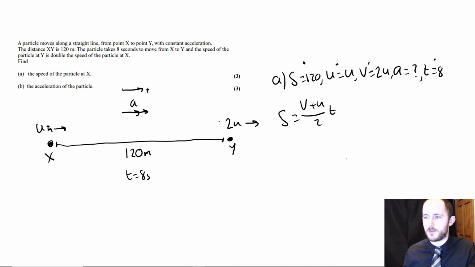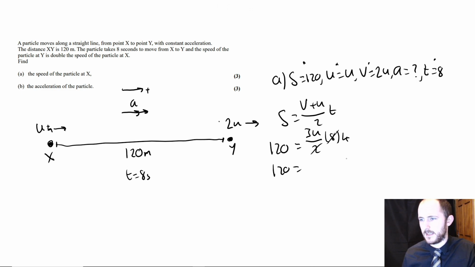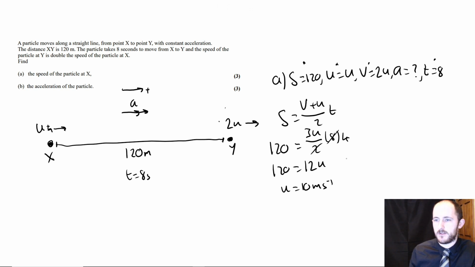Cool. So we have 120 equals V plus U, which is going to give me 3U, over 2 times 8. So we can cancel this with this. That gives me 4. So we have 120 equals 3 times 4, 12U. So U is just equal to 10 meters per second. Not bad, which means here it's 20.